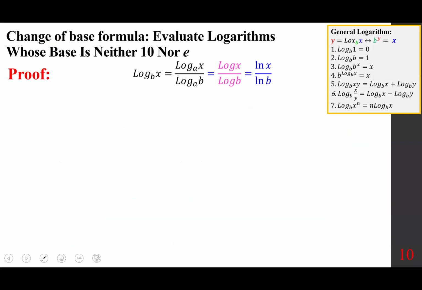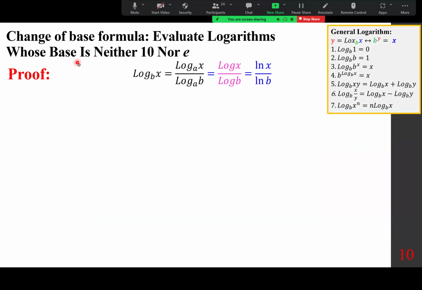Change of base formula: evaluate logs whose base is neither 10 nor e. So log x base b, we said, can be log x over log b with any base a. And therefore we choose common log, log x over log b, or we choose natural log, ln x over ln b. So let's quickly look at the proof.